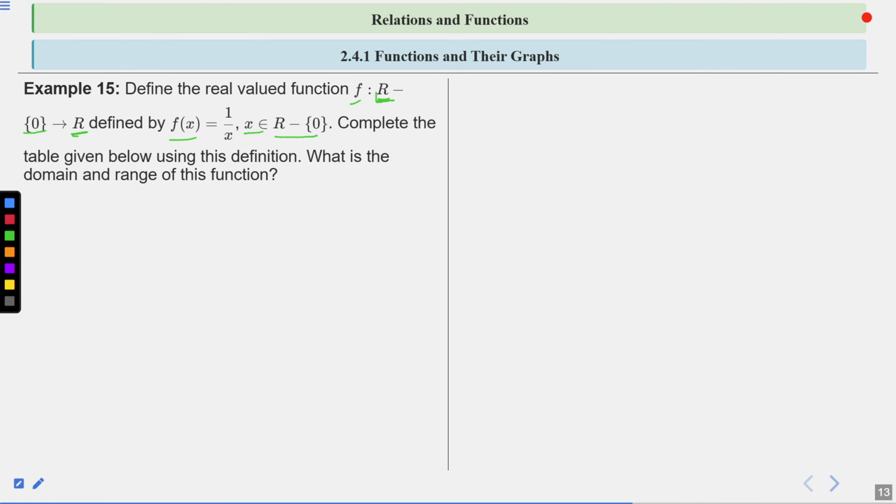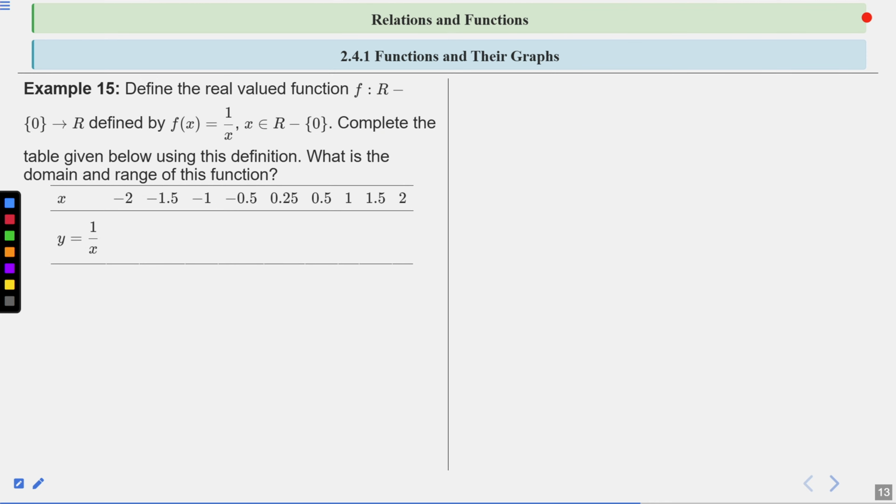Now, what you have to do is quite simple. First of all, complete the given table. Then answer the domain and range of this function. What will be its domain and its range? Quite simple. So, solution.